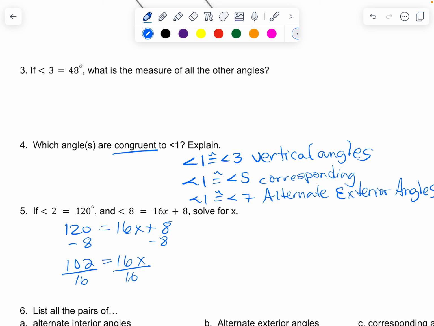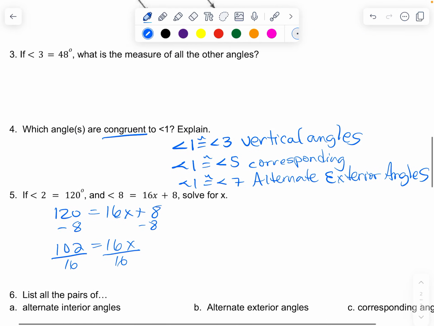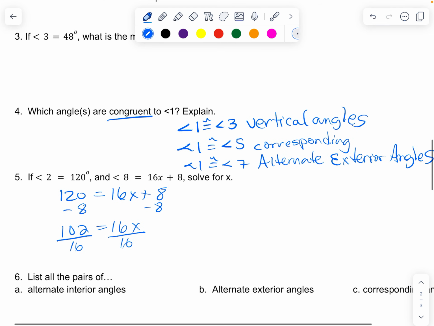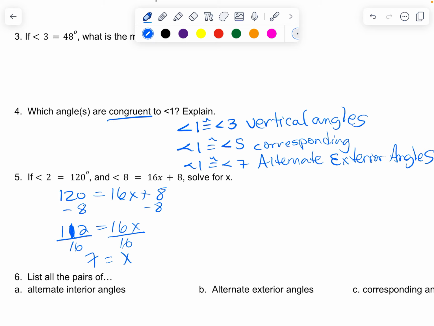I'm going to guess that that's 7. Let's actually put it into the calculator and see if I'm right. Oh no. Angle 2 and angle 8, they should be... Oh, that's because this is 112. That's why. So x is equal to 7.